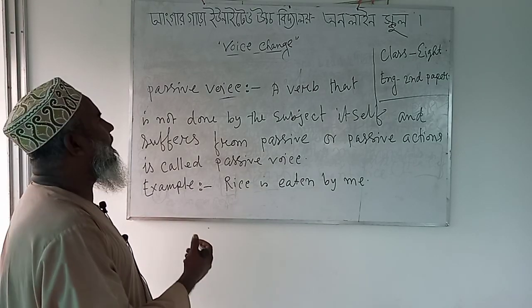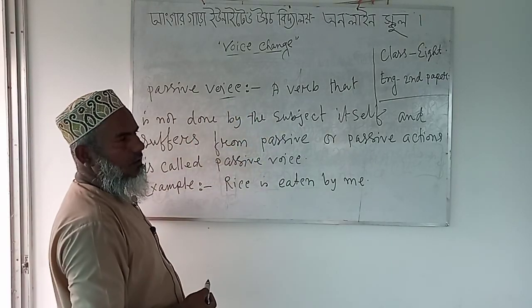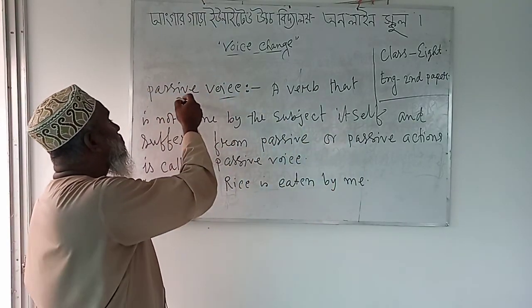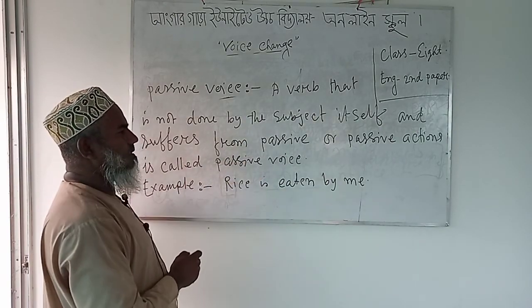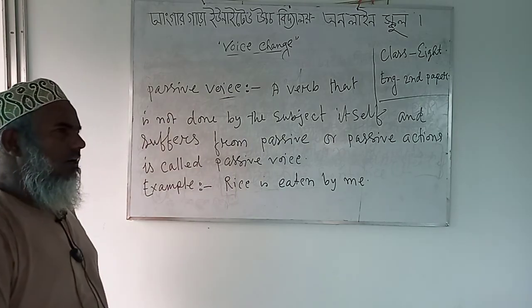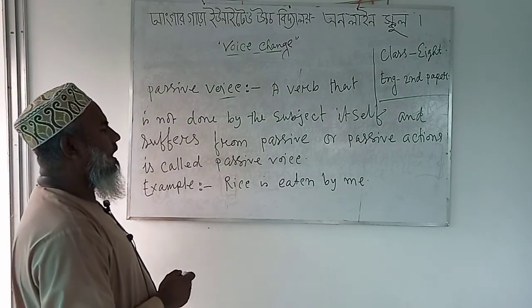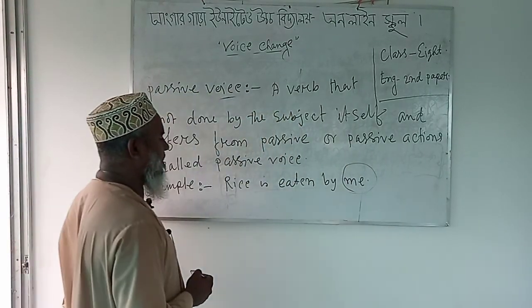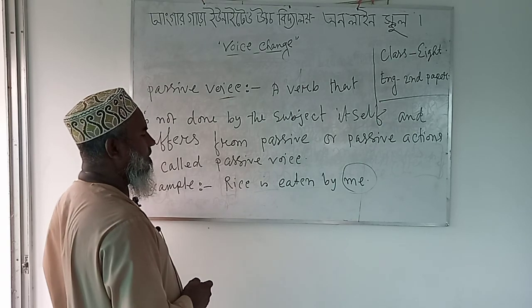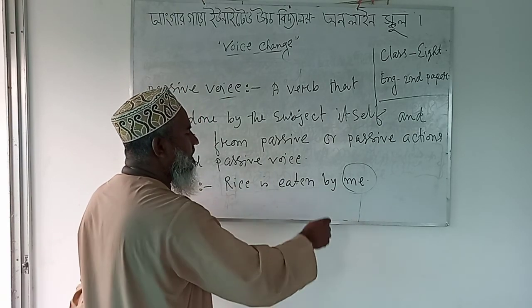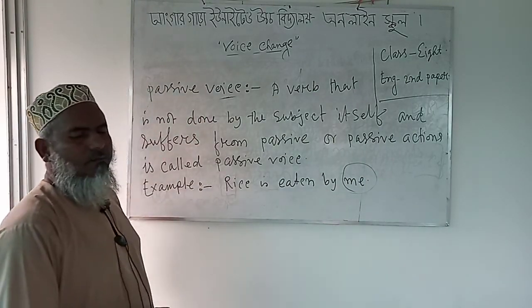I shall again read out this definition. Please listen to me. Passive voice: a verb that is not done by the subject itself and suffers from passive actions is called passive voice. Example: rice is eaten by me. Here, me is passive, and the action of the verb on me here is completely passive. So this is the passive voice.